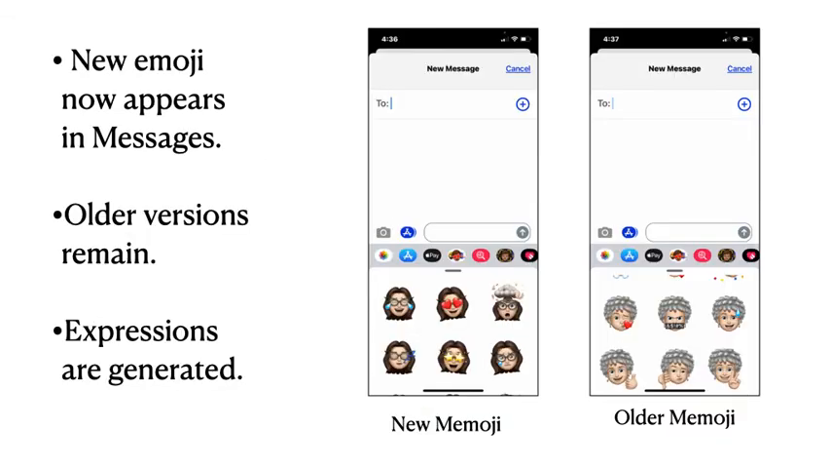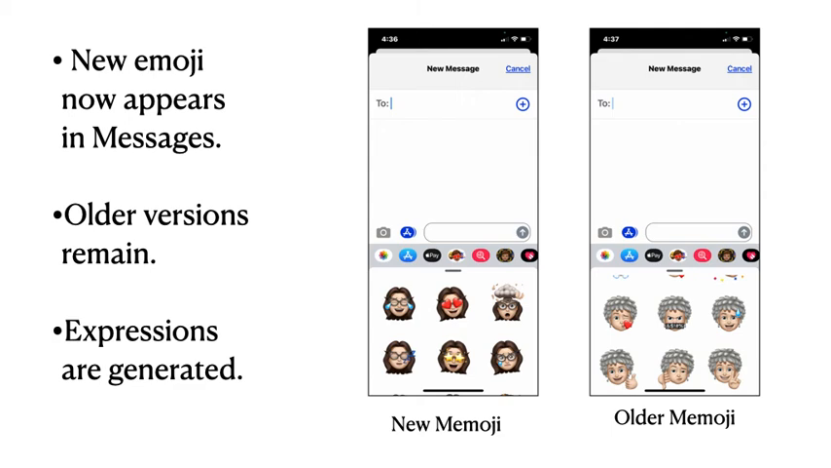Now, that new Memoji will now appear in messages and your email. You will have the option to use them. Any older versions you've made will stay. So if you look at the two images there, you'll see the one that I just made with the long brown hair, and you'll see one I made previously, which is more accurate, showing gray hair.